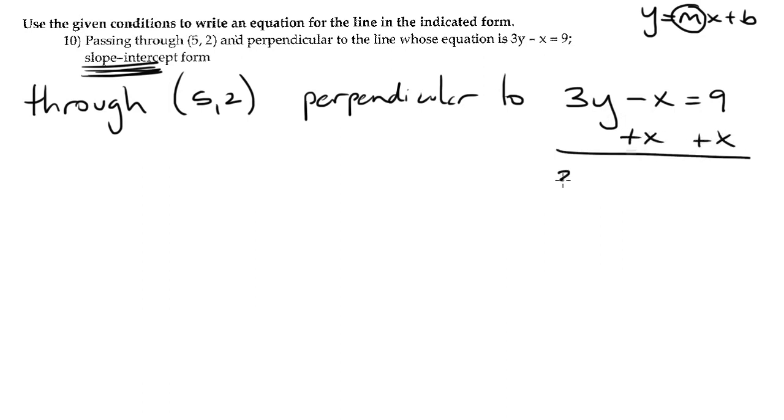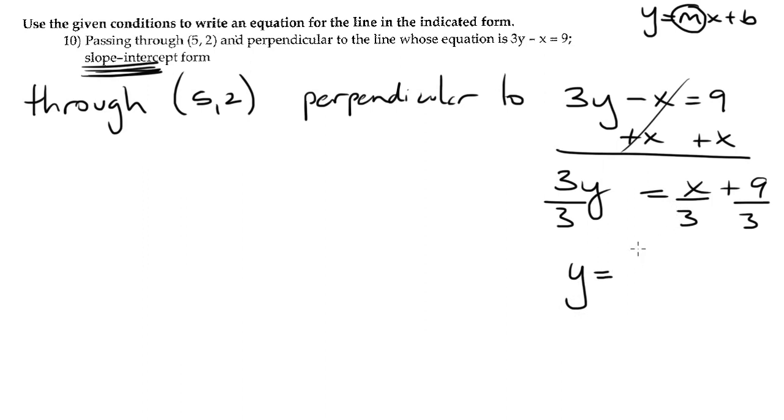So I'll do that. 3y equals x plus 9. Divide by 3. I will divide each term by 3 separately. So y equals 1/3 x plus 3. Here's the slope of this line. The slope of this line is 1/3. That's this line here that they've given us.